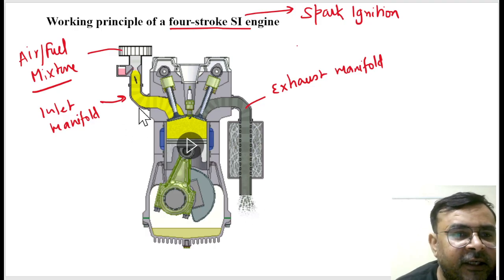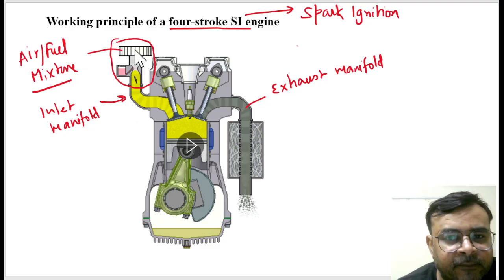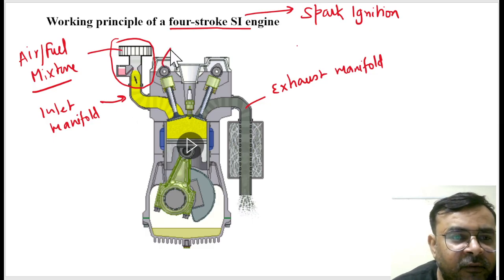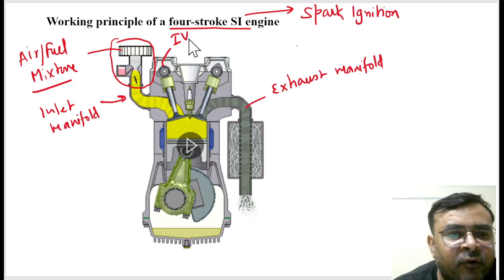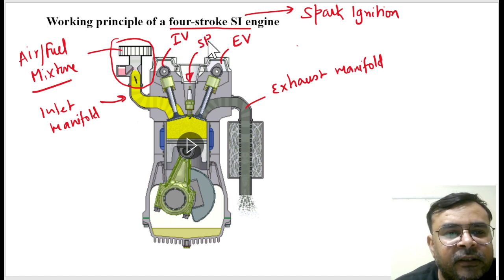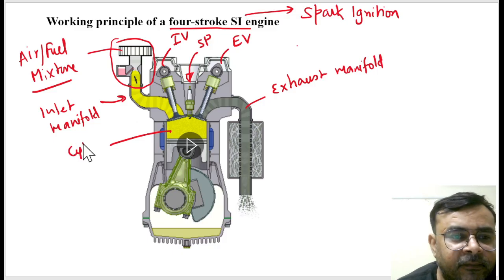And of course here we have a valve. This mechanism is called the inlet mechanism, in which we have the carburetor and the inlet valve. This is the inlet valve, and this is the exhaust valve. And this is a spark plug, which you have seen in your bike. Is it right? And this is a cylinder, and this is a piston.